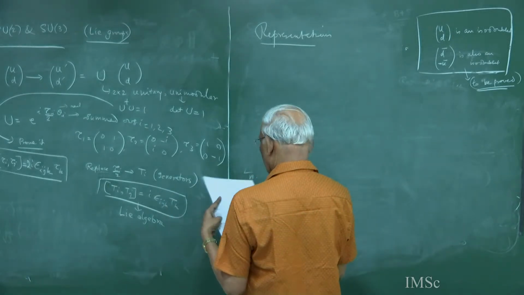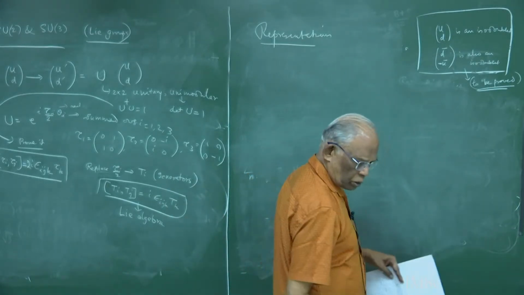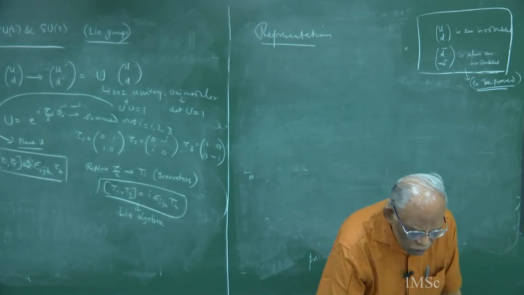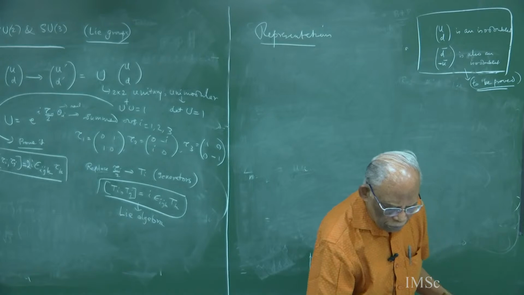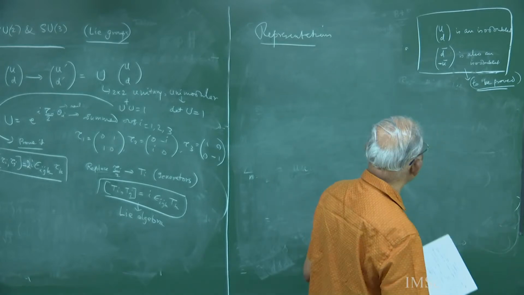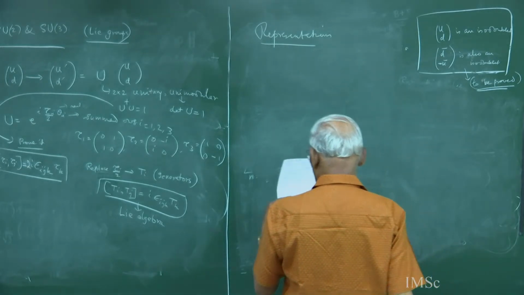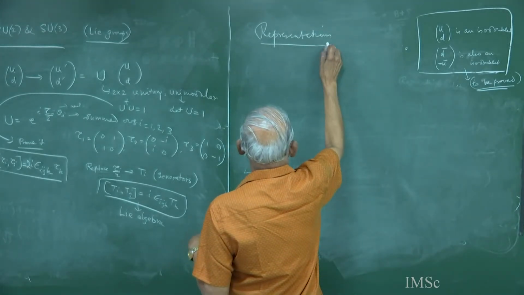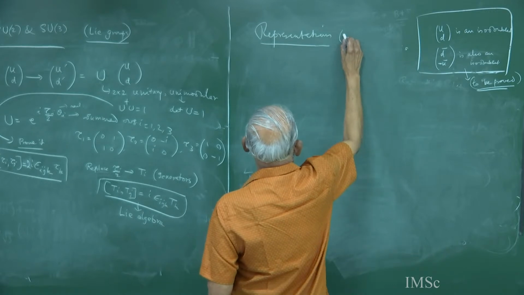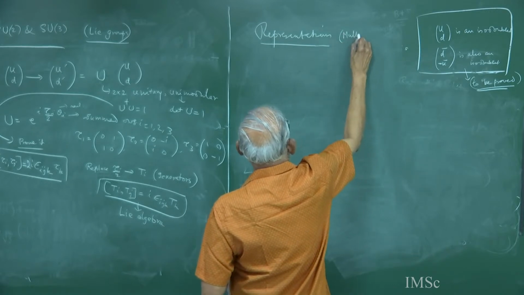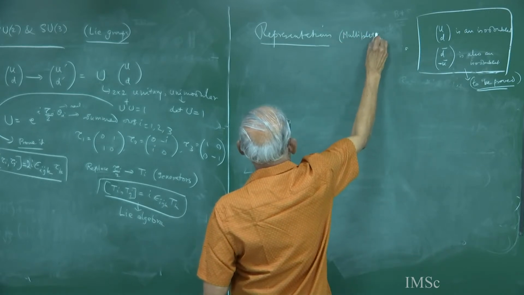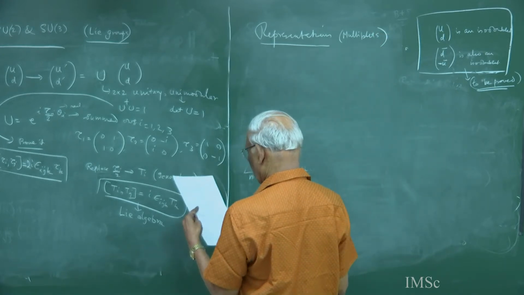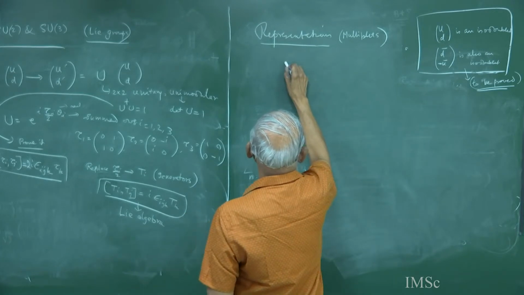I am still talking about SU2 only. I thought I had SU3 also. Yeah, SU3 I will do later. Representations. What are the representations? Representations is what mathematicians call them, but we physicists call them multiplets. What we have been calling multiplets, mathematicians call representations, so that the generators take up that dimension. So what are the representations?